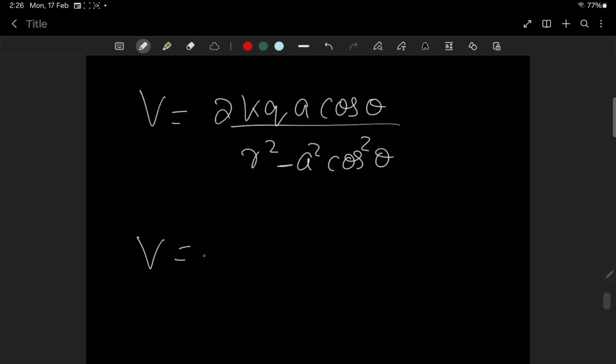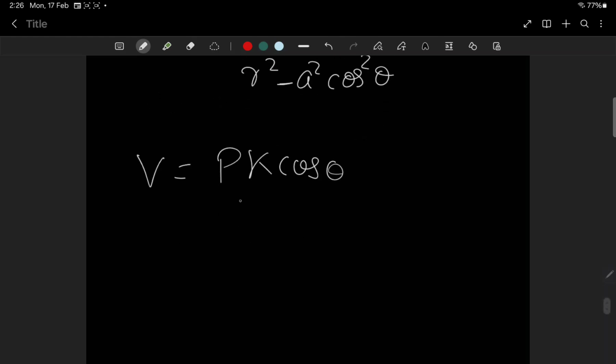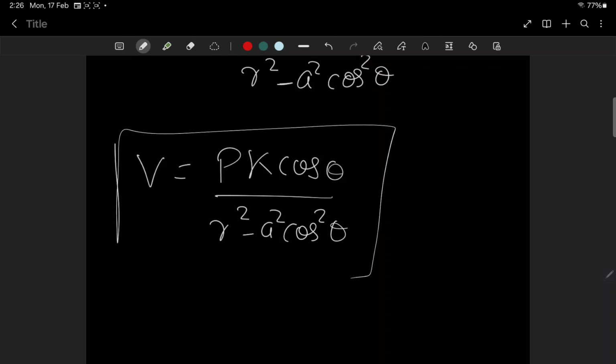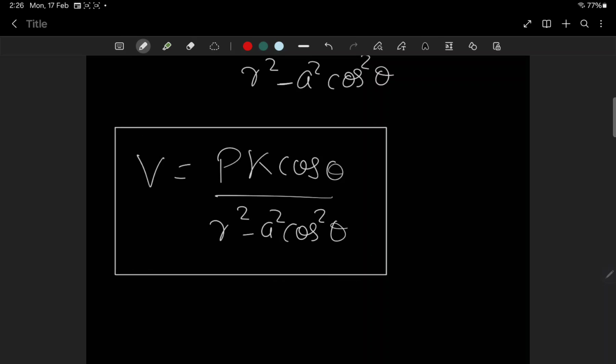Look, you know that the dipole moment P is equal to 2QA. So K P cos theta by R square minus A square cos square theta is the potential due to a dipole. Very simple. This is simple and only one equation is there. If you substitute theta values, you will get the answer.